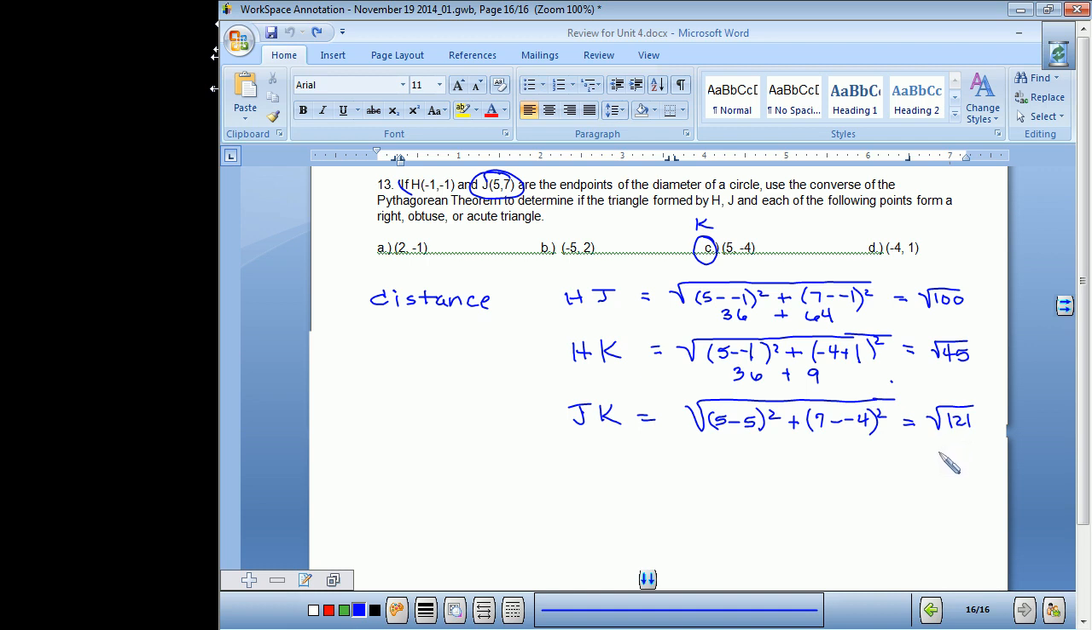And then the 121. So if I do the 2 smaller and compare that to the bigger. Is that what y'all did? Mhm. So this gives me 145 is greater than 121. So if it is greater than, what kind of triangle? Acute.